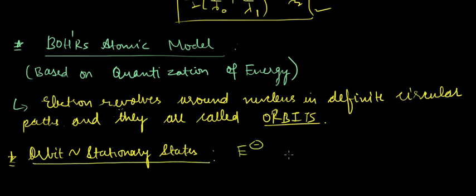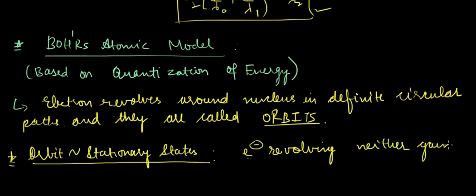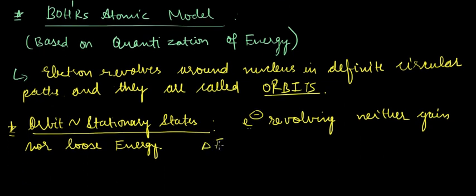Electrons revolving neither gain nor lose energy. In simple terms, delta E would be 0. And the energy of the electron does not increase or decrease with time, so they are called stationary orbits. That's the reason why they are called stationary orbits.